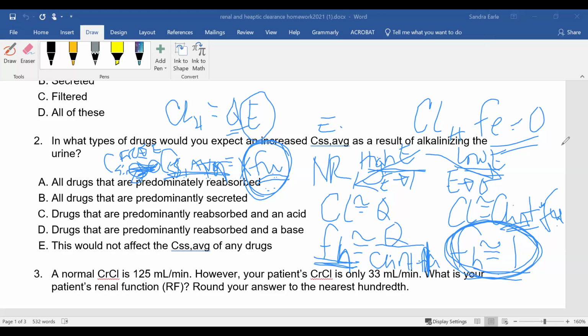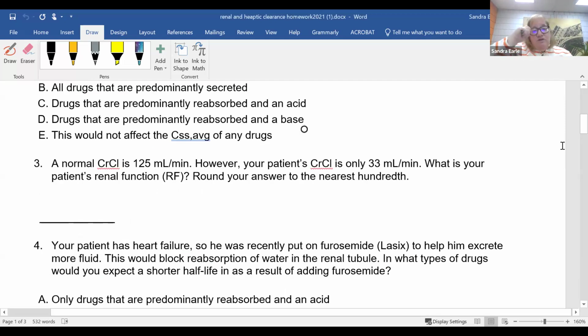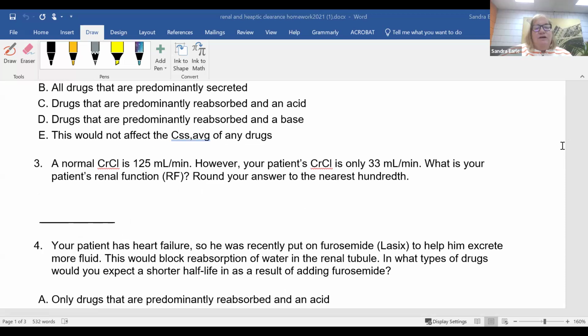Okay, so we've answered 1 and 2 so far. Number 3 should be a pretty easy one. A normal creatinine clearance is 125 mils per minute. However, your patient's creatinine clearance is only 33 mils per minute. So what's your patient's renal function? Do you know how to answer that one? Is it 33 divided by 125? Exactly right. So this is our gold standard, right? So we just compare our patients.